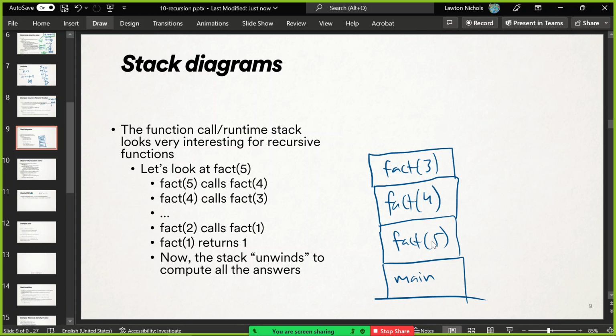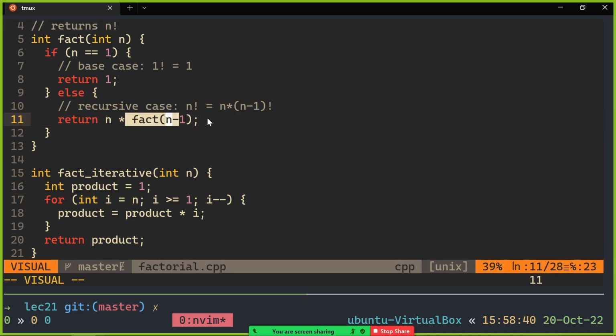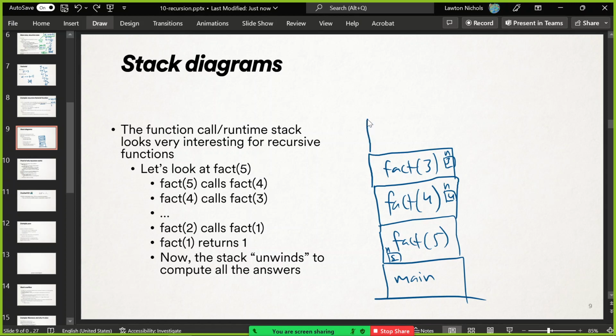That's the idea. I draw it like this, but really it's a variable called n. It's set to 5. It's a variable called n. It's set to 4. That's what's really going on here. They're all different n's, though. This n is set to 3. It's a bunch of different versions of the same function being called all at once. All right. Fact of 3, again, hits the recursive case. It needs to go off and compute fact of 2 before it can return its answer. Fact of 3 goes off and asks for fact of 2.